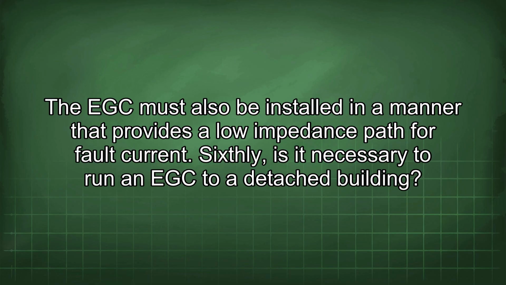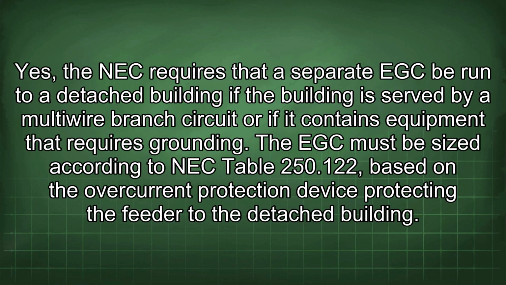Sixthly, is it necessary to run an EGC to a detached building? Yes, the NEC requires that a separate EGC be run to a detached building if the building is served by a multi-wire branch circuit or if it contains equipment that requires grounding. The EGC must be sized according to NEC Table 250.122, based on the overcurrent protection device protecting the feeder to the detached building.